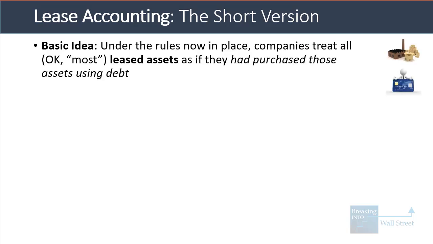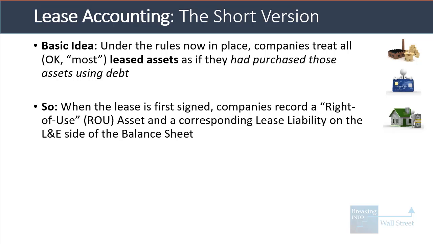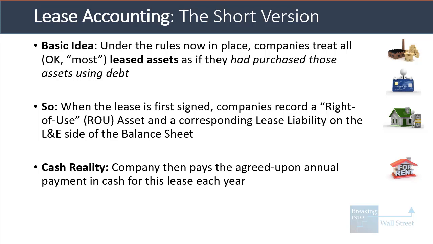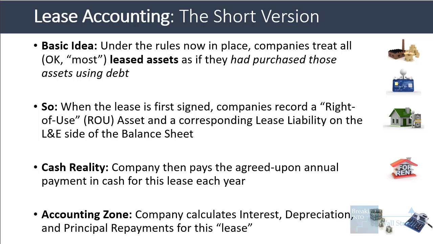The basic idea is that under the accounting rules that are now in place, companies have to treat leased assets, or at least most leased assets, as if they had purchased those assets using debt. So when the lease is first signed, companies record a right of use or ROU asset and a corresponding lease liability on the liabilities and equity side of the balance sheet. Once that happens, the company then pays the agreed upon annual payment in cash for the lease each year. But for accounting purposes, the company calculates interest, depreciation, and principal repayments for this lease. Even though it's a lease, it's not actually traditional debt.